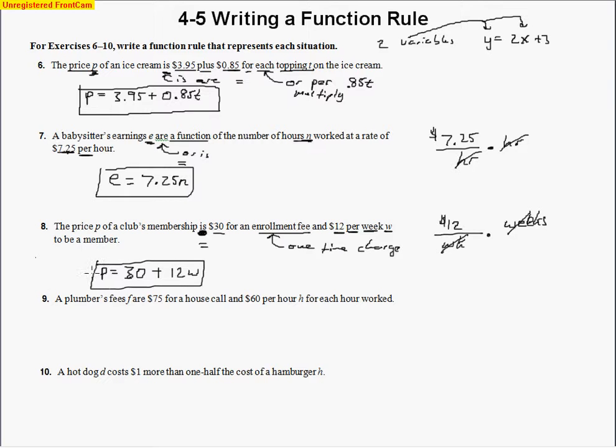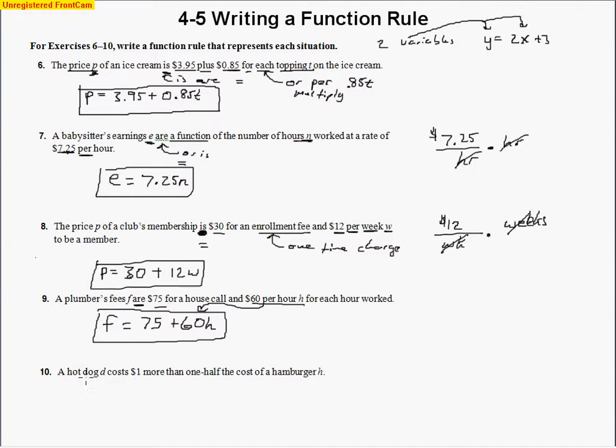Let's take a look at the next one, plumber's fees, F. Okay, so fees, F, and then when we see that word are or is, it tells us we've got an equal sign. $75 for a house call, and $60 per hour H. When we see that $60 per hour, that tells us we've got that multiplication of 60 times the number of hours to give us a dollar amount, plus the $75 equals the fee.